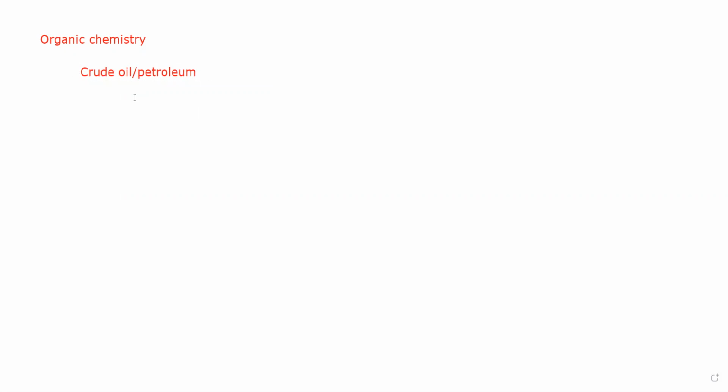A crude oil or petroleum is a mixture of hydrocarbons. Means different hydrocarbons, the compounds which contain carbon and hydrogen only. So when we have a mixture of hydrocarbons, these hydrocarbons mixed together, what we call that as a crude oil. And this crude oil consists of bitumen.